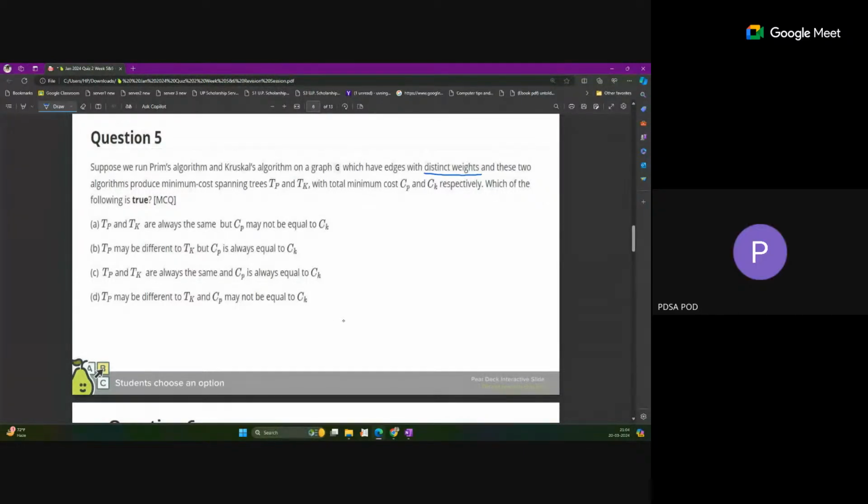So you will always get a unique MST. If you apply Kruskal's or Prim's, you will always get the same cost and the same tree. But if this is not given, then you will get the same cost but maybe different, multiple trees could be possible. So here the answer is that TP and TK are always the same and CP is always equal to CK. Yes, option C.